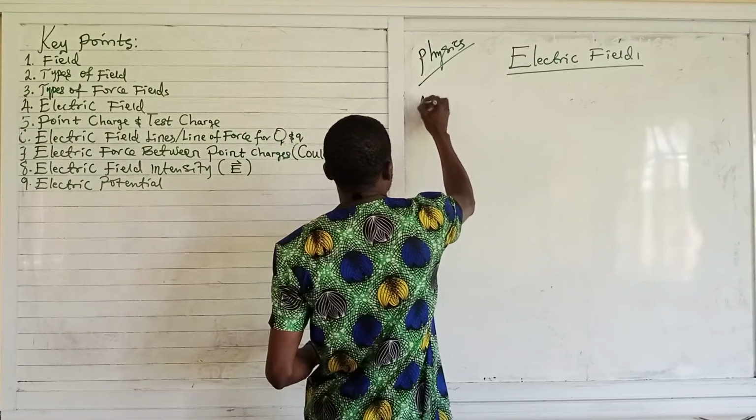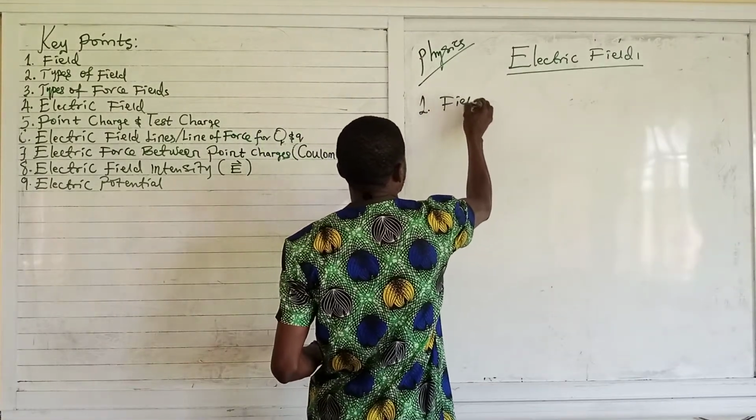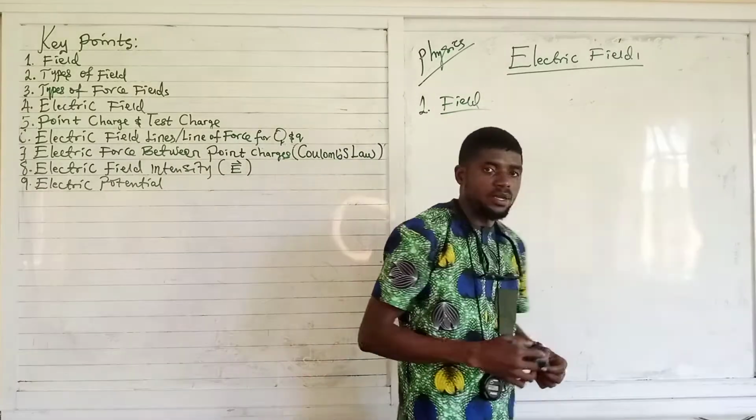Let's start with item number 1. What do you mean by a field?